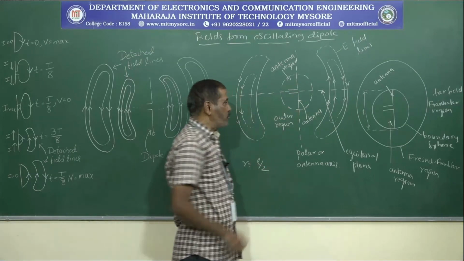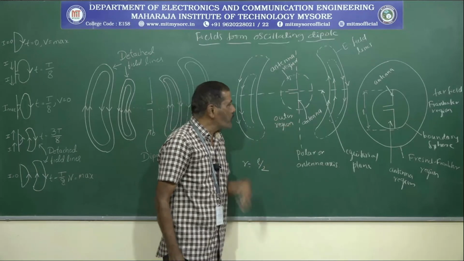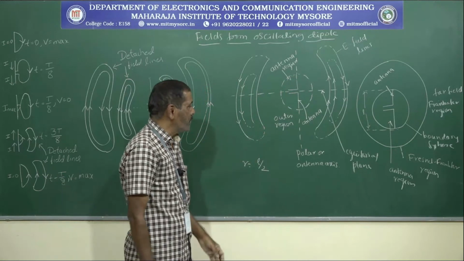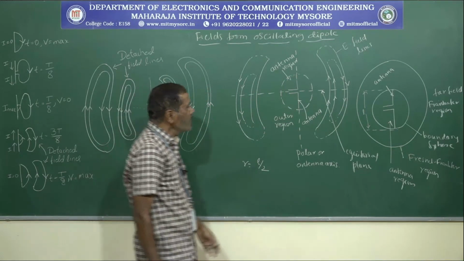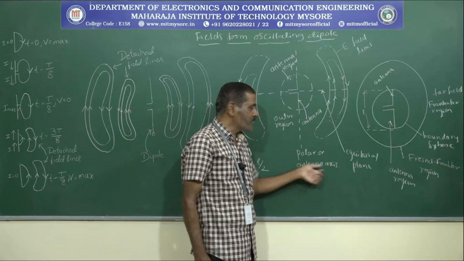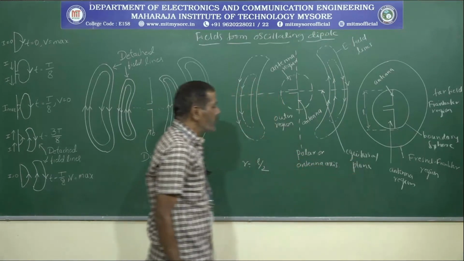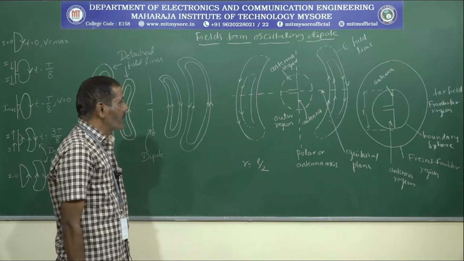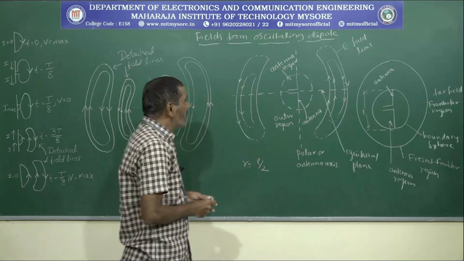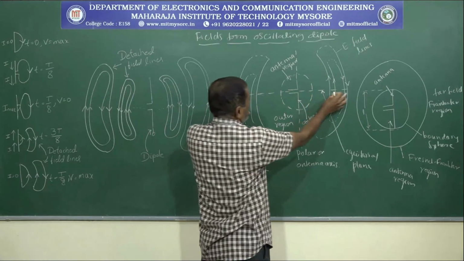And away from this, you have one more region, that is the outer region. In the outer region, we don't have any electromagnetic field radiated from the antenna. This vertical axis is called the polar axis or the antenna axis, and this horizontal axis is called the equatorial plane or the equatorial axis. And these are the detached field lines from the antenna. These lines are once again shown in this.